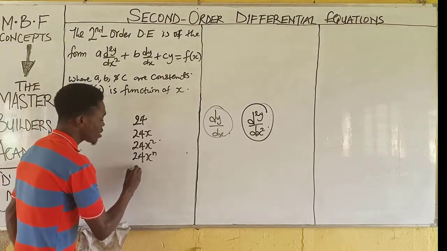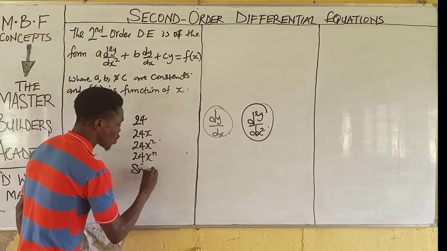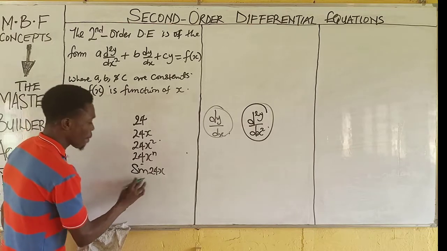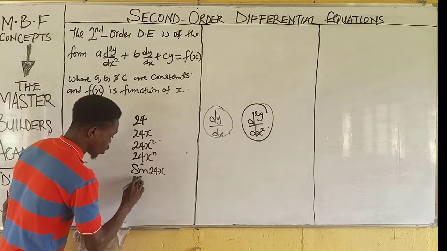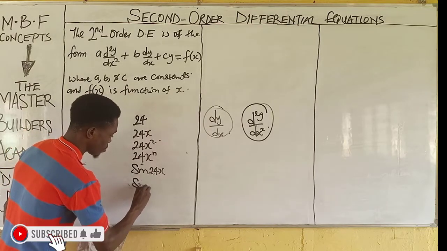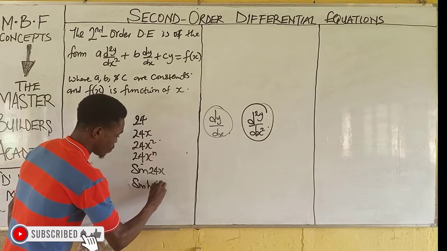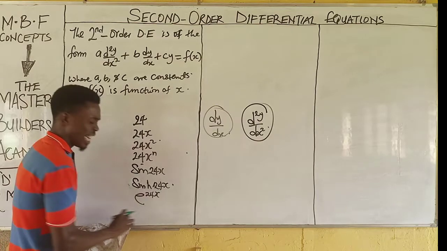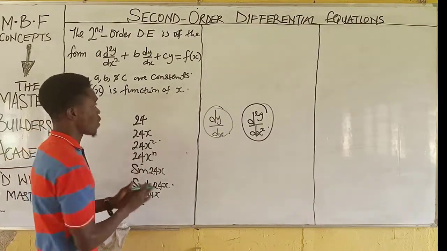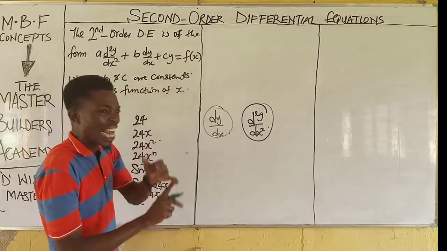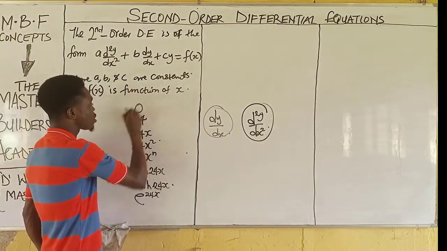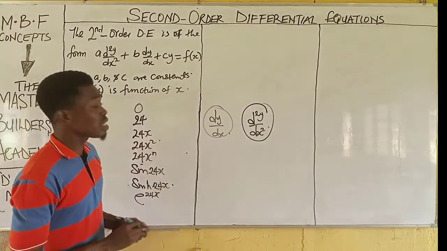Then it can be a trigonometrical function or a hyperbolic function, like sine 24x. It can be an exponential function or a logarithmic function. This f of x can be any mathematical function, and equally, it can be 0. So these are the things you need to know.